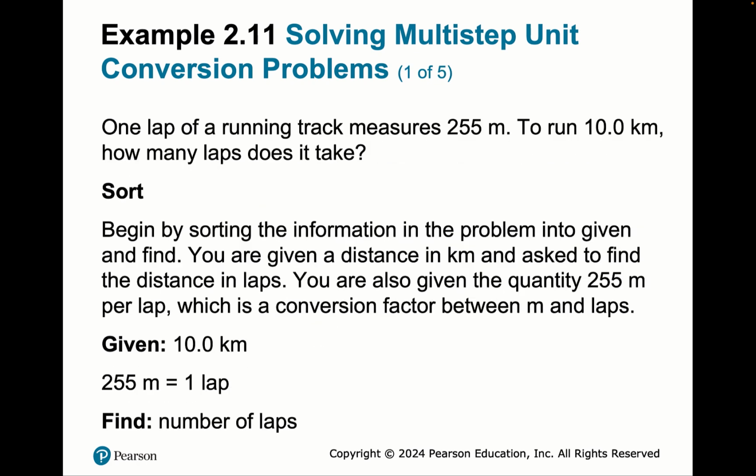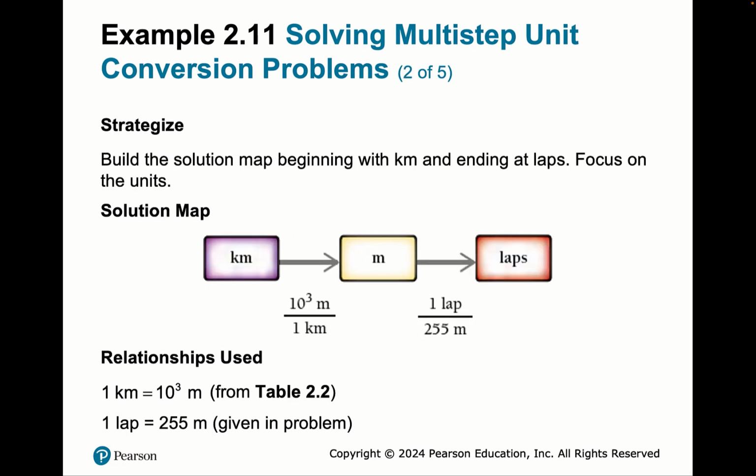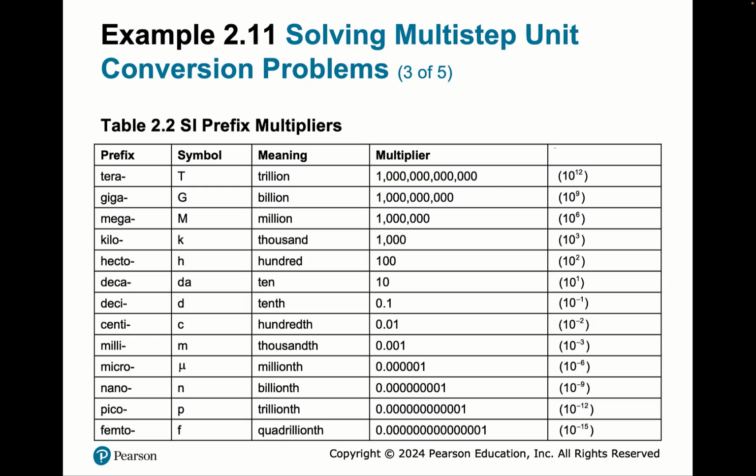Okay, so what about running a track? A track measures 255 meters. To run 10 kilometers, how many laps does it take? If you want, you can just do 10 kilometers is 10,000 meters, and just take 10,000 divided by 255 and call it a day. But if you want to do the dimensional analysis, you can go through all of this.